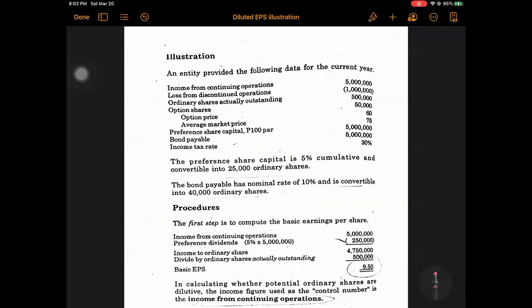Okay, this is the illustration. An entity provided the following data for the current year. So you have income from continuing operations, you have from discontinued operations, then you have ordinary shares outstanding, and option shares. Di ba tanawa, naay option shares, naay preference share, naay bonds payable. So, grabe kadaghan kayo diluters, di ba? Potential diluters. So, ato na sa ikinahanglan i-identify, di ba?